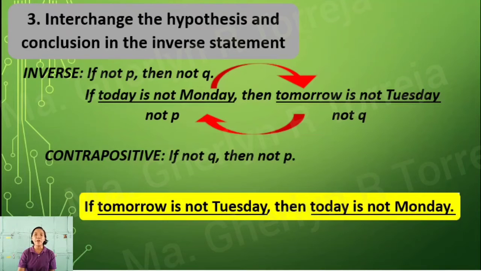Kung meron na kayo ng converse, gamitin nyo ang way number 2. Kung meron na kayo ng inverse, gamitin nyo ang way number 3. Pero kung parehong wala pa, yung way number 1 po ang mas maigi na gamitin para mahanap ang ating contrapositive statement.